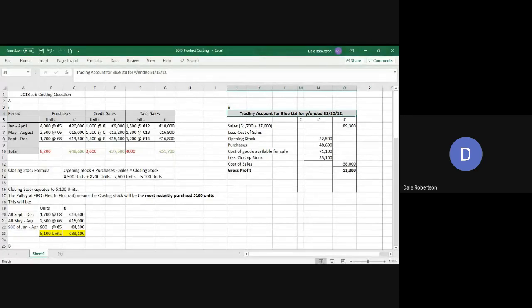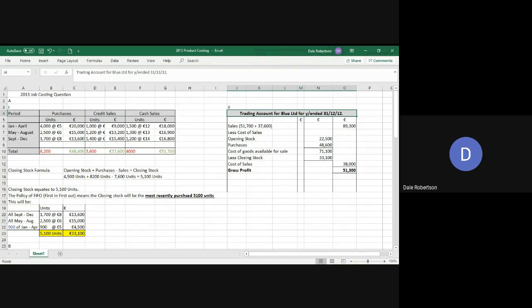Today we're going to look at the 2013 costing question, question 8 on the 2013 exam. This is job costing, or sometimes it's called product costing. And there are three distinct parts to this question, each for a separate company.